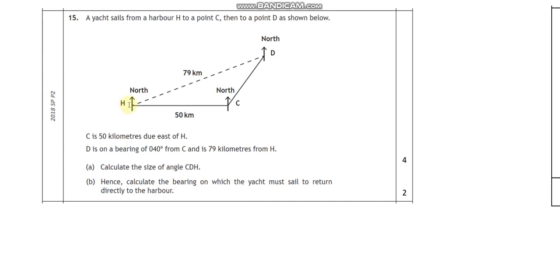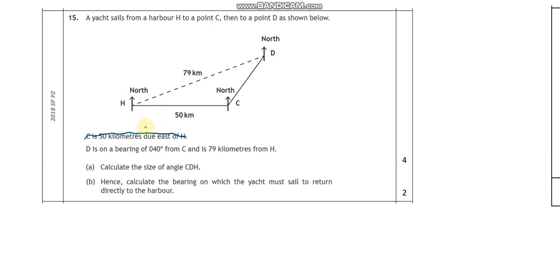So it goes from the harbour up to point C, and then to point D. That dotted line must represent the distance from the harbour. Then C is 50 km, and it's due east of H. So that's already on there. The due east just means that that angle in there is 90 degrees. That's all that means, and it's kind of inferred from looking at it because you can see it's a nice straight line. So I won't write that.